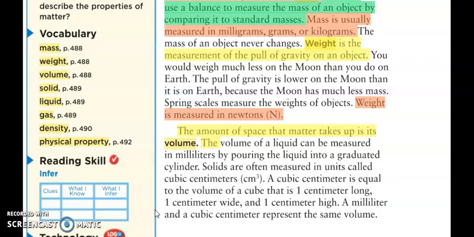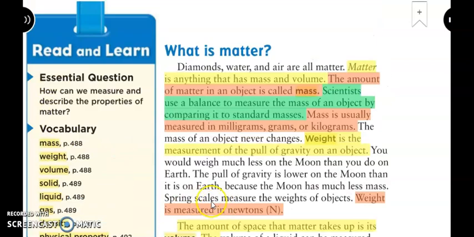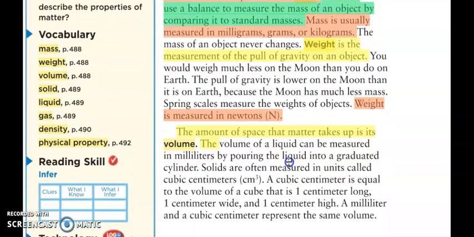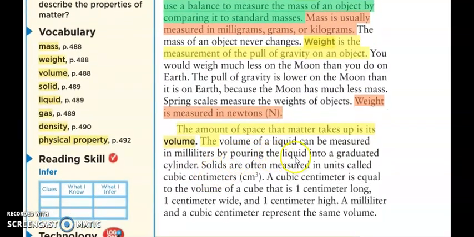The volume of a liquid can be measured in milliliters by pouring the liquid into a graduated cylinder. So I can measure the volume of a liquid with a graduated cylinder. Solids are often measured in units called cubic centimeters.